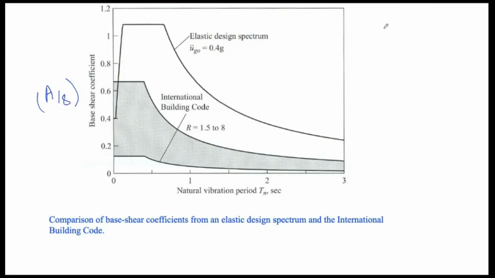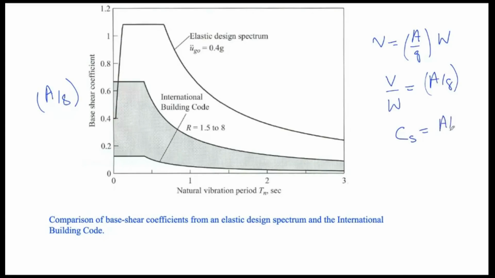So if you remember, normally in code, V is given as A by G into W. So if you write the base shear as V by W, on the right side you have A by G, which represents the base shear coefficient. In the new codes, this A by G is represented by Cs, where Cs is the base shear coefficient or the seismic response coefficient.